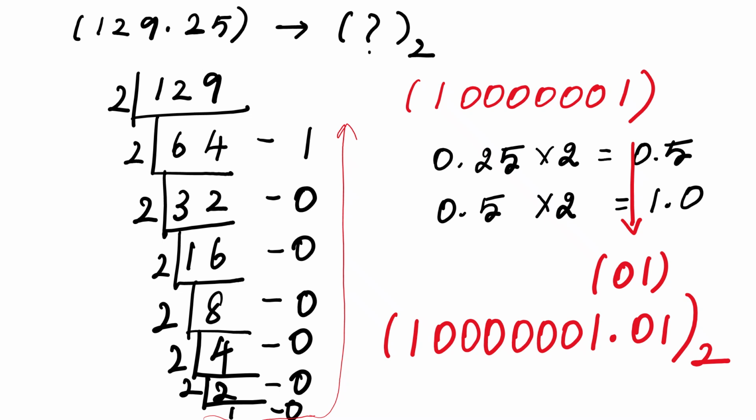For decimal .25, 0.25 into 2 means 0.5. 0.5 into 2 is 1.0. Up to 1 we have to do this process. If 1 comes, we have to stop this process. In this decimal part we have to write from upward to downward. Then the answer will be 10000001.01.